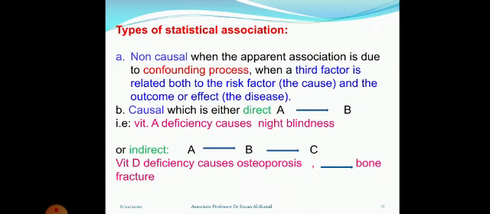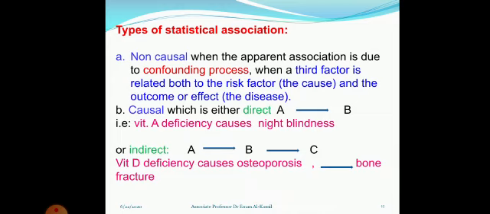Usually individuals who smoke, they drink coffee. So there is another factor rather than the coffee drinking which causes the disease. So it is a non-causal association. While causal association is either direct or indirect. The direct association is where A, as a cause or a risk factor, causes B, the disease. So, for example, vitamin A deficiency causes night blindness.